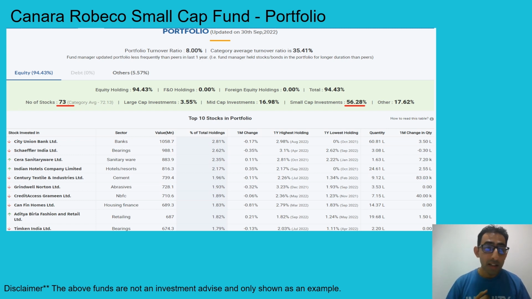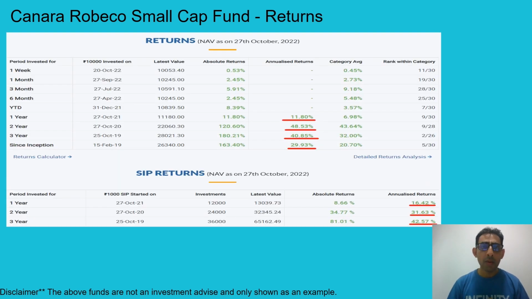Sera, Indian Hotels, Century Textile, Grindwell Norton, Credit Access Grameen, it's an NBFC, Camfin we all know, and Aditya Birla Fashion. So it's a mix of finance, NBFC, bearings, sanitary, retail. I think everything is in this bucket, and it's a great portfolio. Now let's quickly see what are the returns.